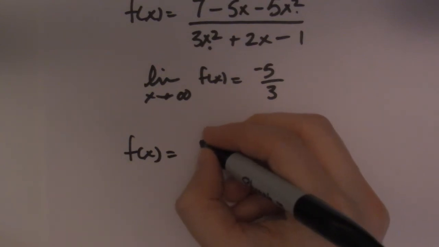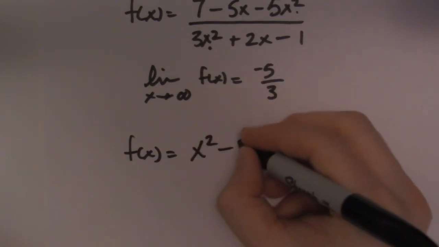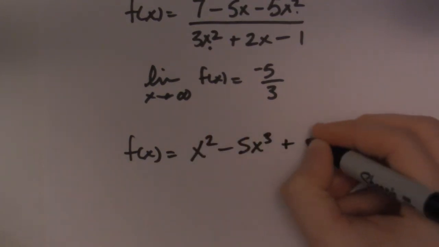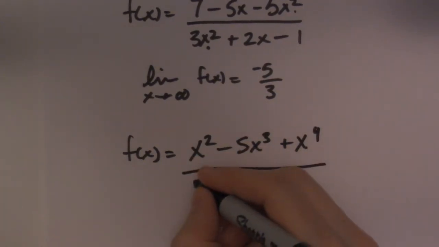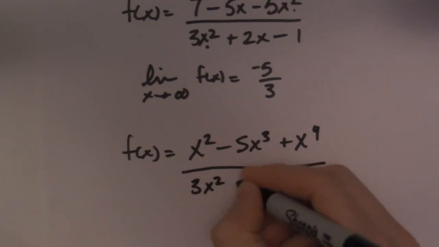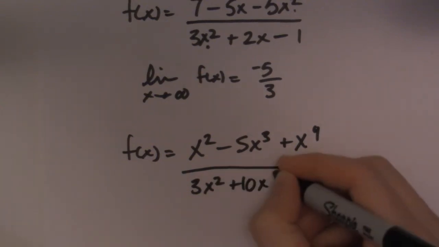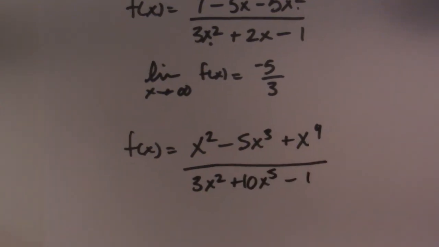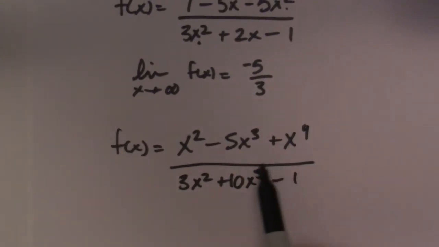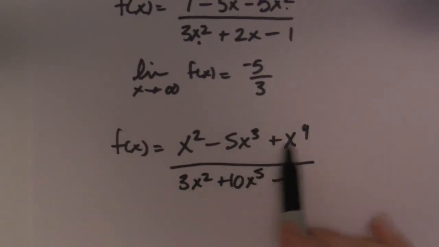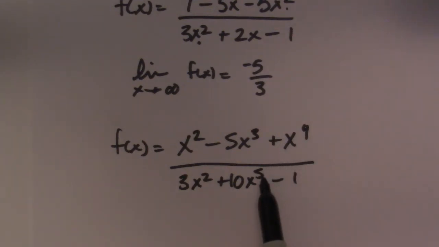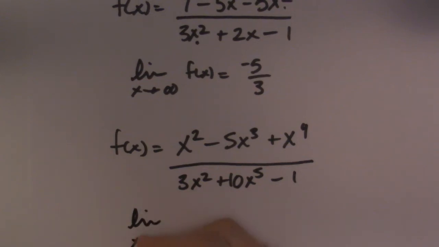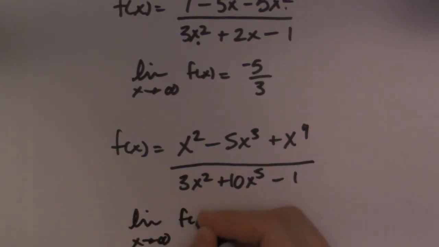So let's go x squared minus 5x cubed plus x to the 4, all divided by 3x squared plus 10x to the 5 minus 1. Again, it doesn't matter the order. Just look for the highest power. This one has a 4 in the top, and then a 5 in the bottom. So the highest power is in the bottom. Therefore, the limit as x goes to infinity of f of x is 0.